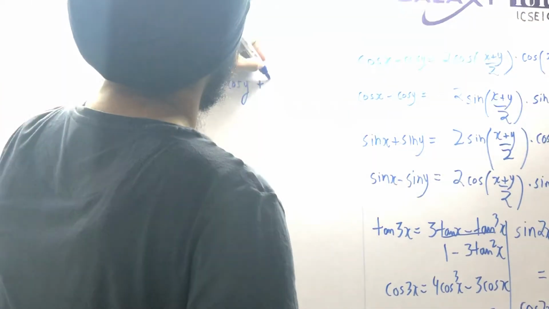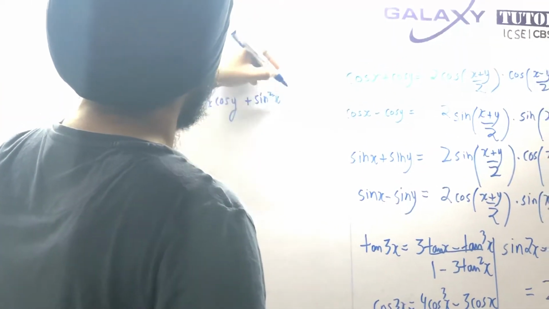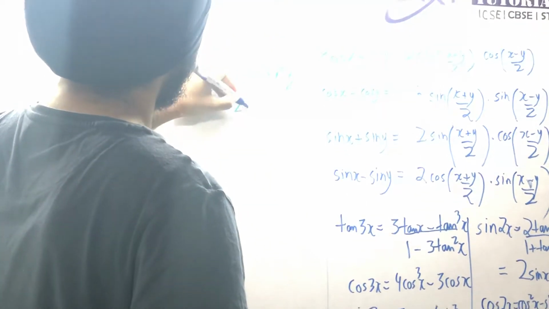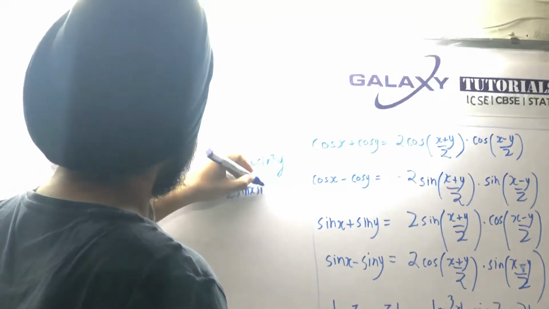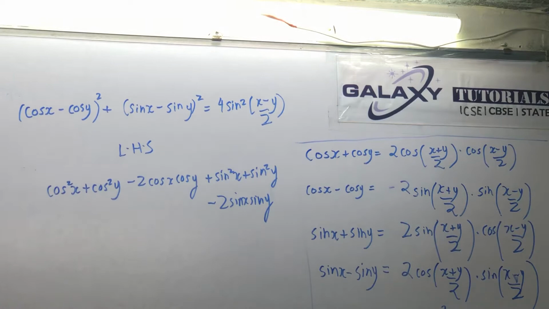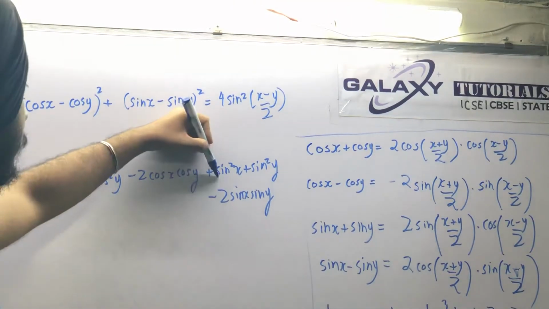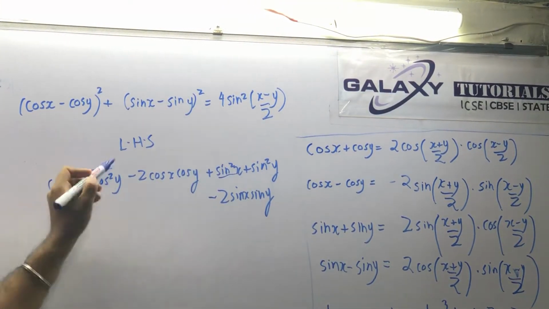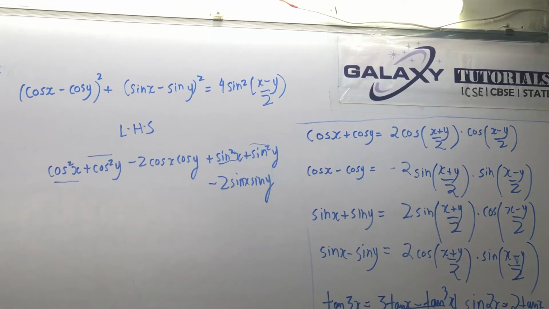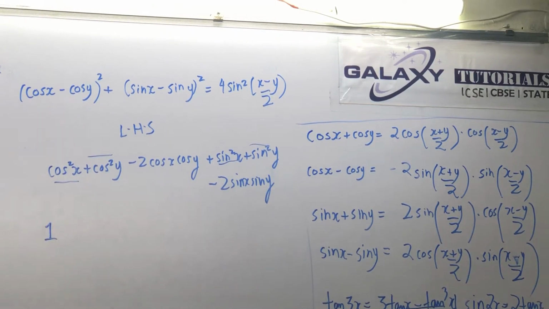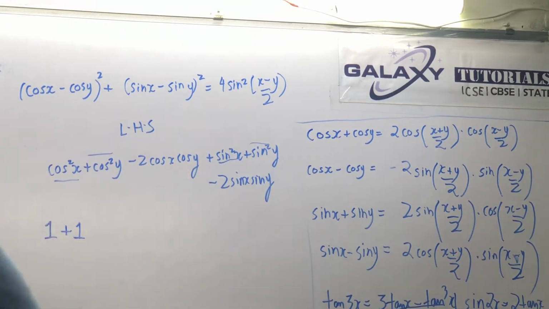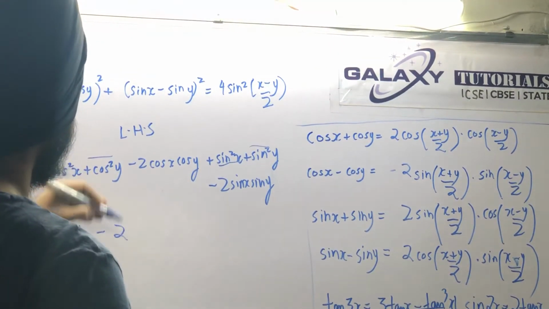Plus sin square x plus sin square y minus 2 sin x sin y. Okay. Now look carefully. Cos square x plus sin square x and cos square y plus sin square y. What is that? Cos square x plus sin square x will be 1. Cos square y plus sin square y will be 1. Okay. Remaining is this.